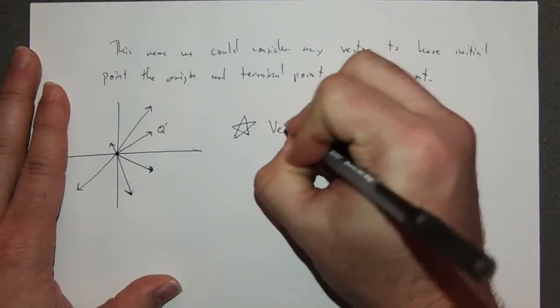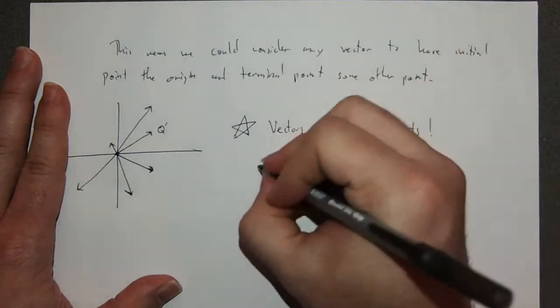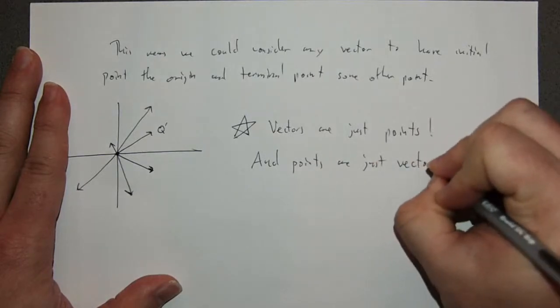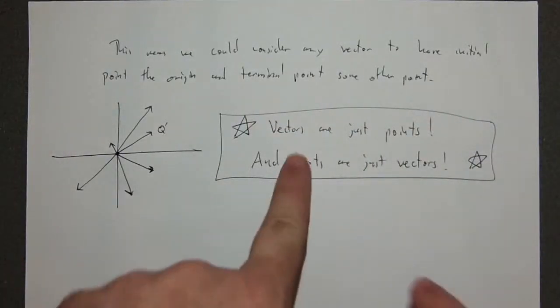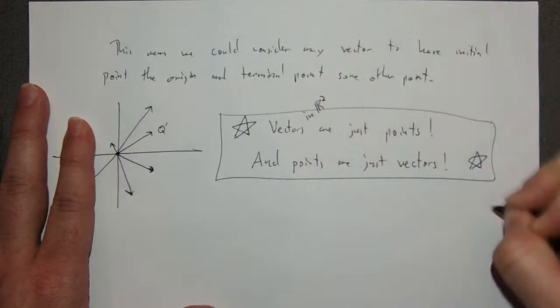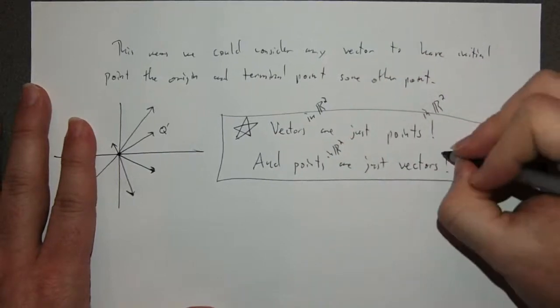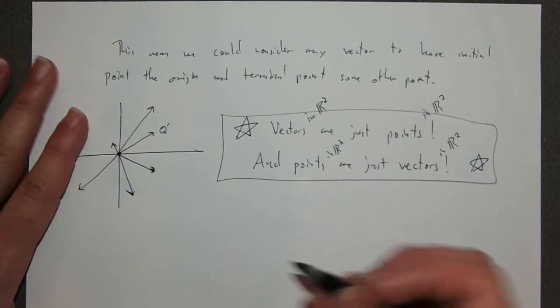So vectors are just points, and points are just vectors. What do I mean by that? Vectors in R2 are just points in R2. That is what is meant. Of course, that is true in R3 as well. So vectors in R2 are just points in R2, and points in R2 are just vectors in R2. This statement is exactly the same if you replace R2 with R3. It's actually the same if you replace R3 with Rn. What do I mean by this? Let's see how it goes in both directions.